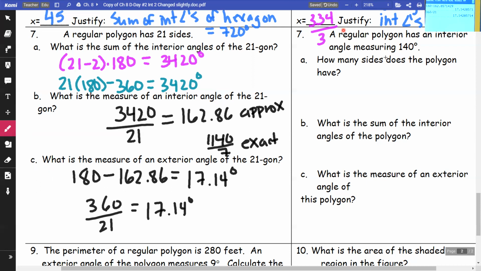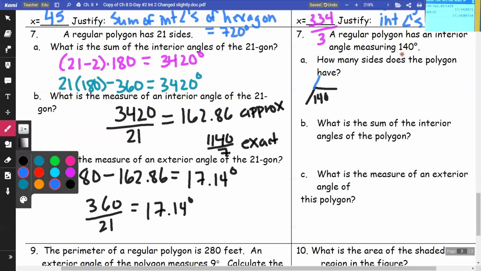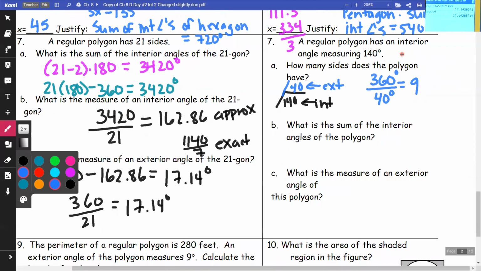On number 7, we have a regular polygon with a 140-degree interior angle. How many sides? If this is 140, then my exterior angle is going to be 40. This is my exterior; this one would be my interior. Well, I know that the sum of all exterior angles is 360. So if I take 360 divided by 40, I'm going to have 9 sides. That's how many sides.